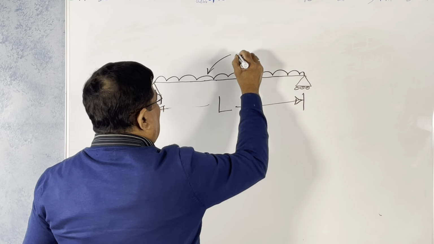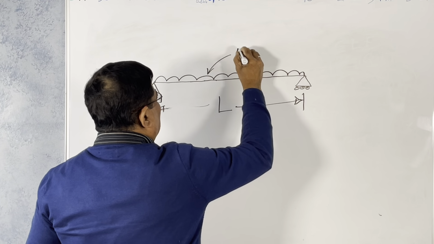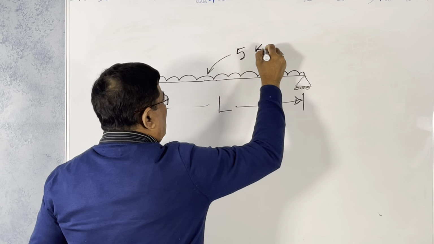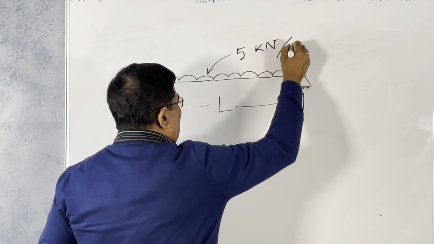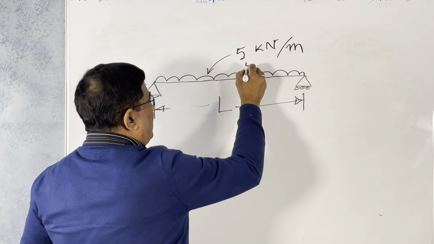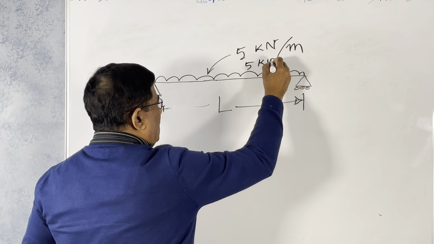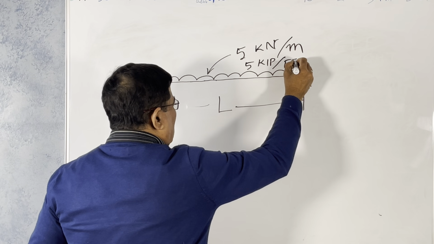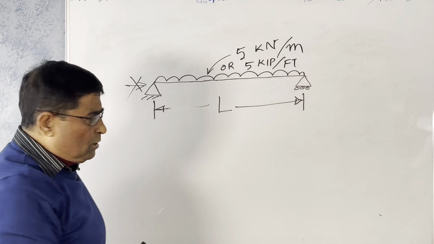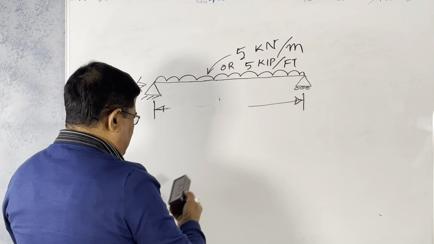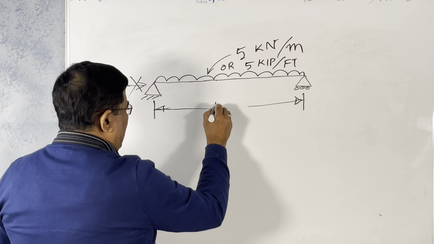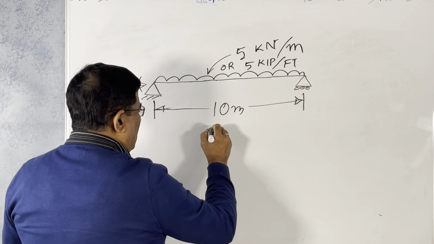But today, say we assume it is 5, make it a little bigger, 5 kilonewton per meter. Or I am taking the same value, 5 kip per feet. Remember, these two numbers are not the same. And say this span is 10 meter or 10 feet.